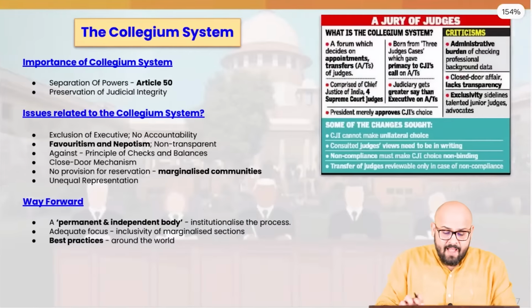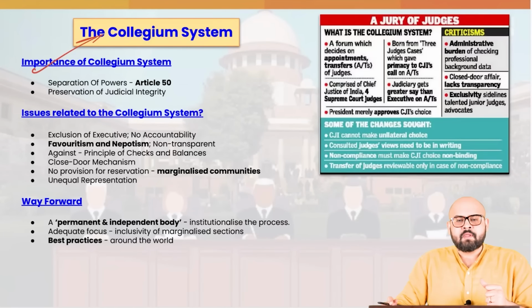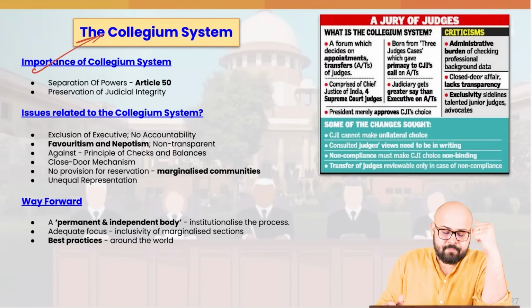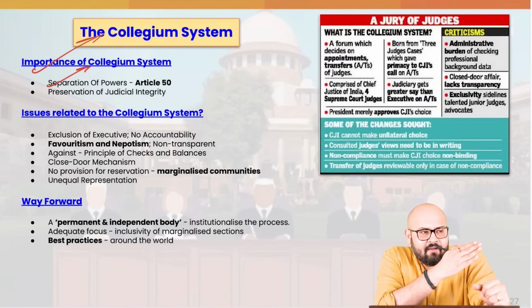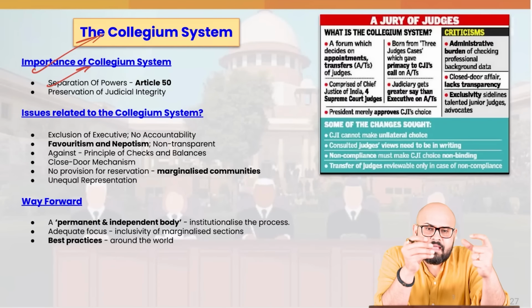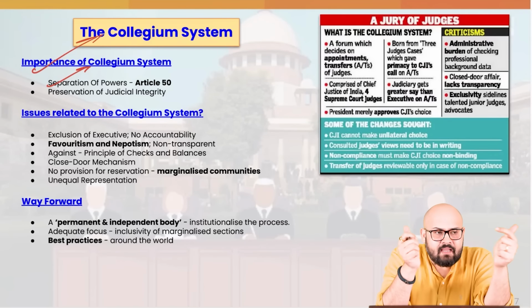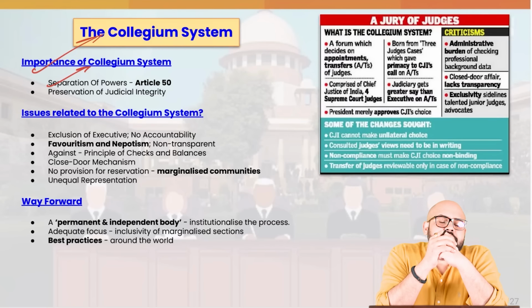Now, why is this important? Because you must have heard about a lot of points against the Collegium system, but why is this really important? See, we have the concept of separation of powers. We have three organs: judiciary, executive, legislature. So in order to completely exercise the powers, there has to be a kind of barrier. The executive should not impinge upon the decisions of the judiciary.